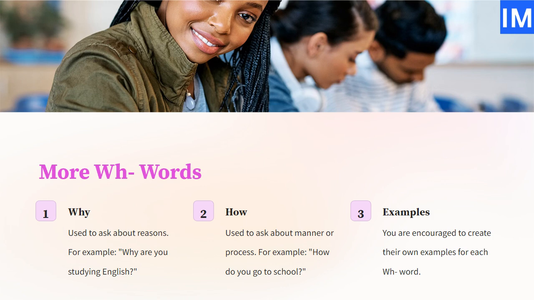Now, take a moment to think about your own examples for each of these WH words. Try to think about examples where you use who, what, when, why, how.